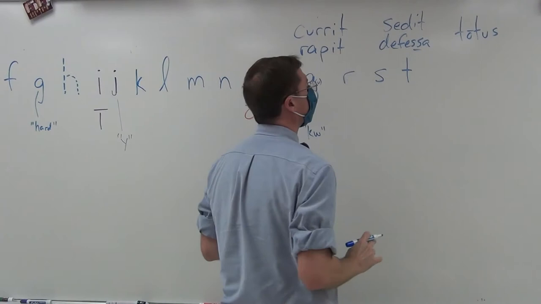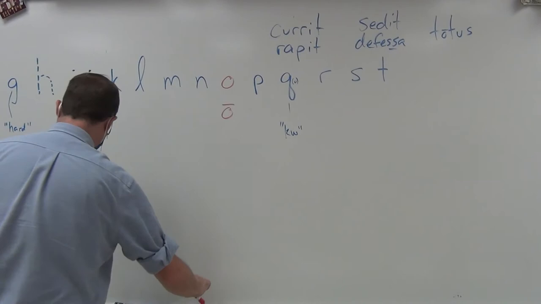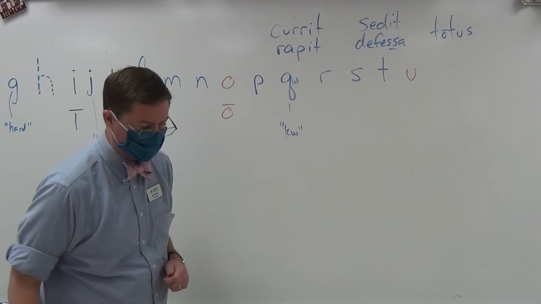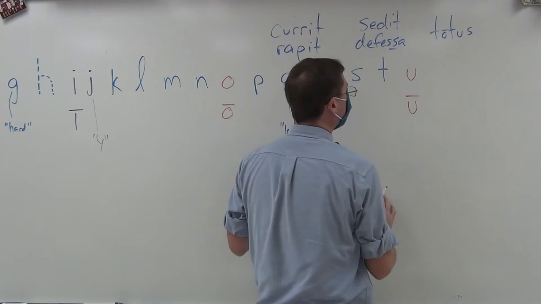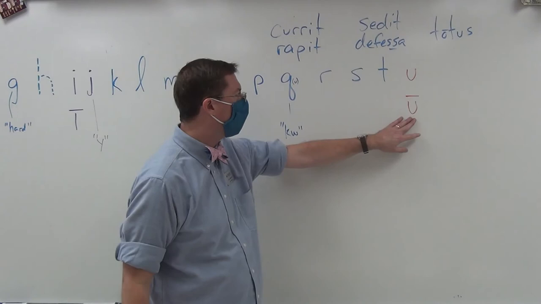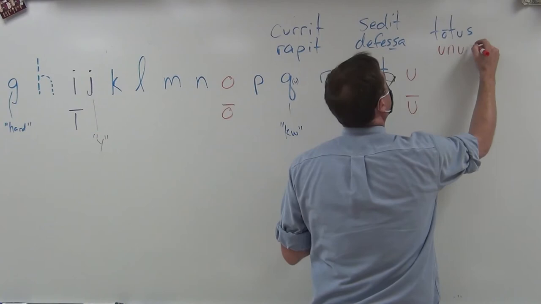The next letter, I have to get again the vowel marker, is the letter U. And it has not the sound as in "up," but the "ooh" sound. Ooh. Somebody punches you in the gut, versus you see something gross. Ooh. Examples of this would be the word for one in Latin.